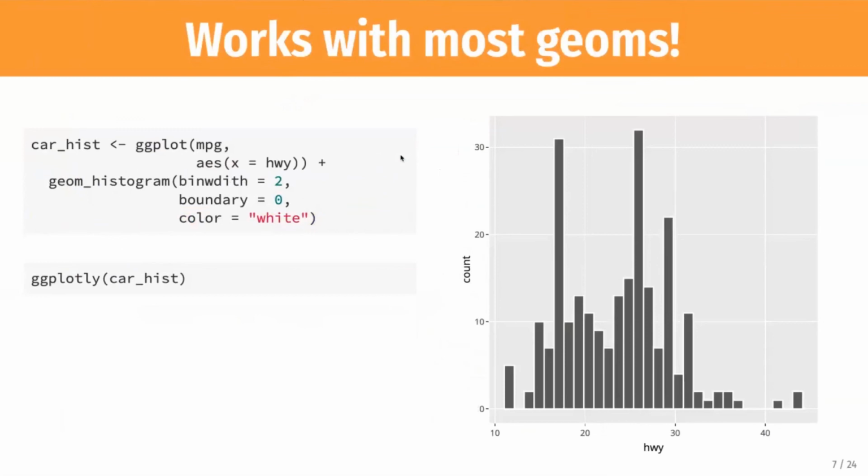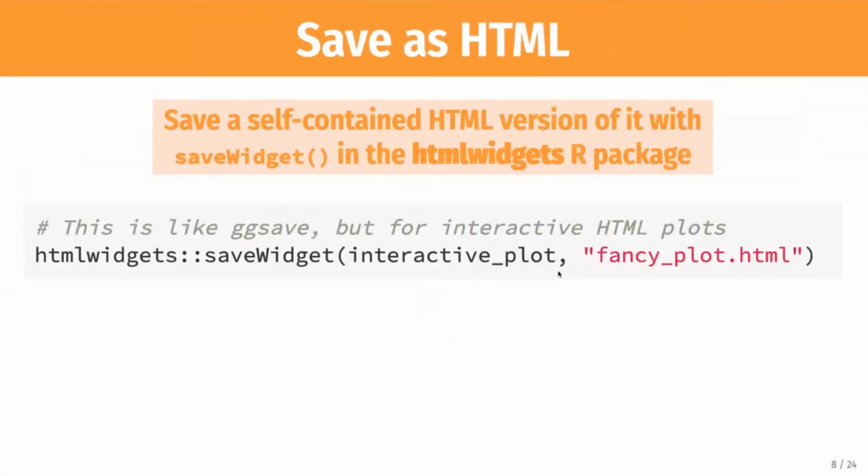It works with pretty much any geom. Like the histogram, I can hover over the histogram and it'll show the values, like how many are in. There are 9 values in that bin right there. You can also save it as an HTML file so that you can email it to people. This function right here, save widget, works just like ggplot, but for HTML things. And so you can save your plot as this HTML file and then put that on your blog, on a website somewhere, email it to somebody, and then they have access to it.